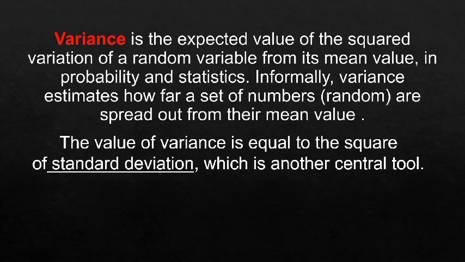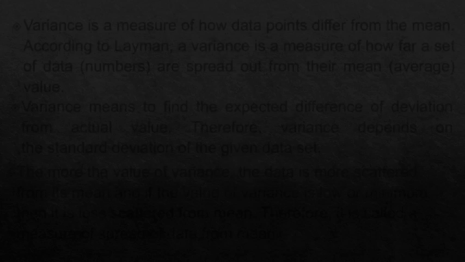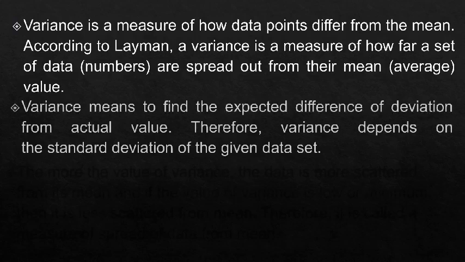The variance is symbolically represented by this formula. This is the formula of the variance. This is the definition of the variance. Variance is a measure of how data points differ from the mean. According to a layman, a variance is a measure of how far a set of data numbers are spread out from their mean average value. Another definition of variance: it means to find the expected deviation from the actual value.